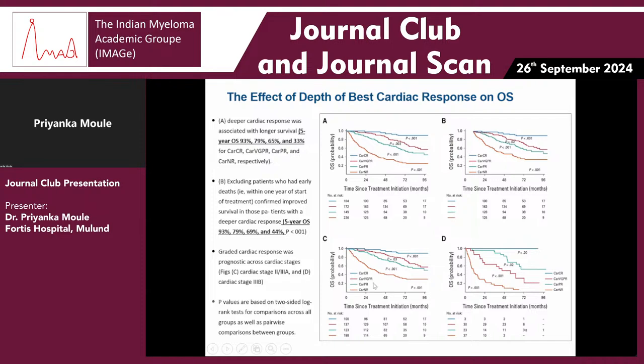In the C and the D graphs, they looked at the survival curves in the different cardiac stages. The C graph is the cardiac stage 2 and 3A patients, and the D graph is the cardiac stage 3B patients. So the earlier cardiac stages were doing a little better than the advanced stages of the cardiac disease.